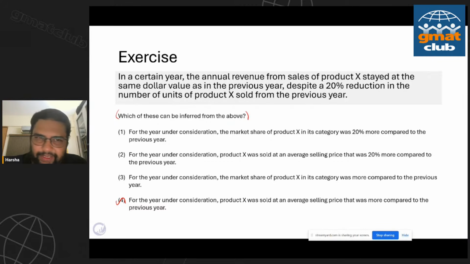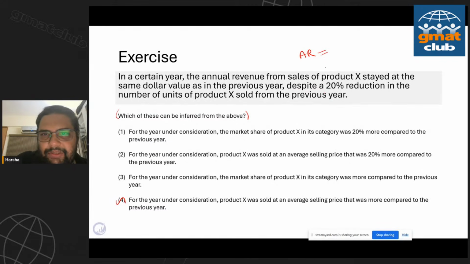So some of the CR questions that you see, whether it's inference or other question types, do have a mathematical flavor to it. That doesn't mean you need to be some math genius. Absolutely not. But general, quick, back of the envelope calculations are awesome. Here, what is given to me is that hey, for some reason the annual revenue stayed the same.